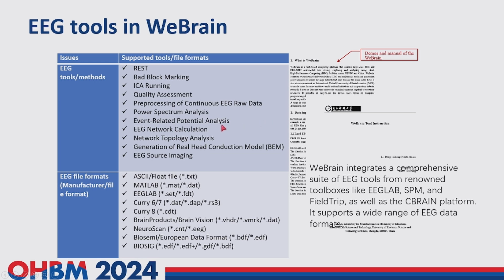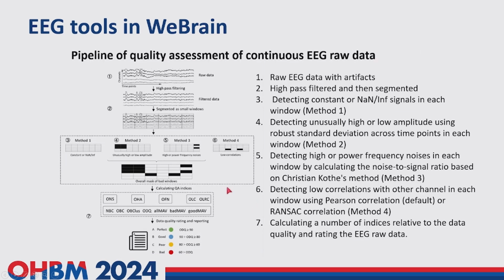WeBrain supports a wide range of EEG data formats. It covers almost all the EEG data formats of the EEG acquisition systems in the market, such as the SET data format, the CDT, the CNT or BDF, and so on.